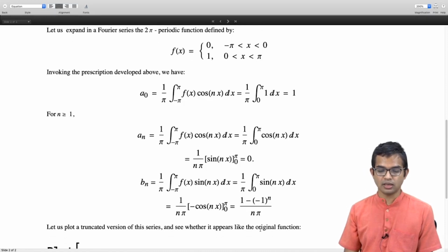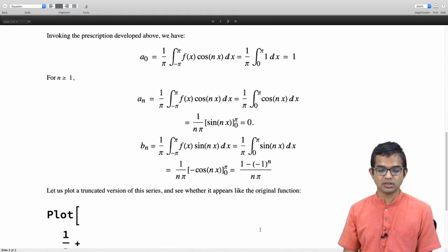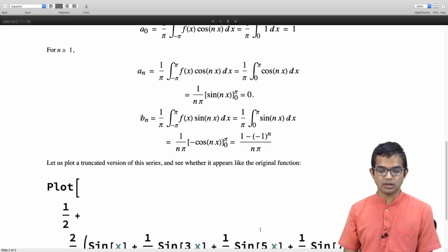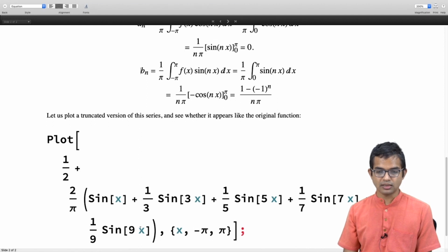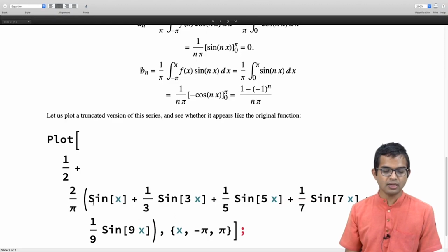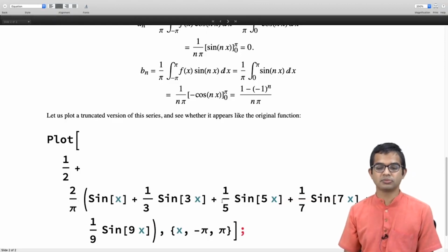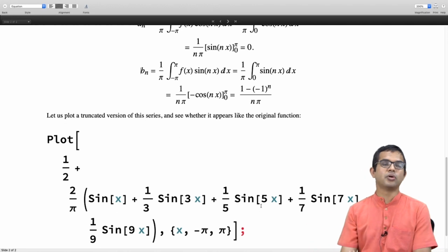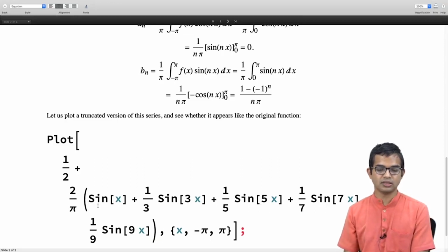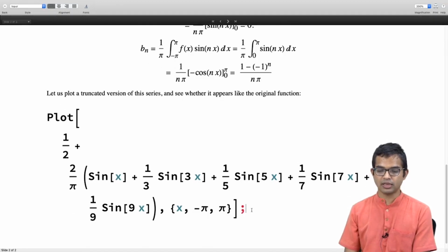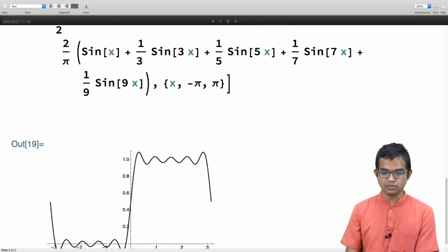If you put all this together, we can plot it. The function looks something like this. I have kept terms up to sine of 9x, so it's going to have only sines in it. There is a constant term, half, then you get 2 by pi times sine x plus 1 by 3 sine 3x plus 1 by 5 sine 5x, and so on. It's 1 over n times sine of nx, where n takes only odd values, and then there is this factor 2 by pi outside. So let's look at what this function looks like if I plot it, truncating it up to this term.